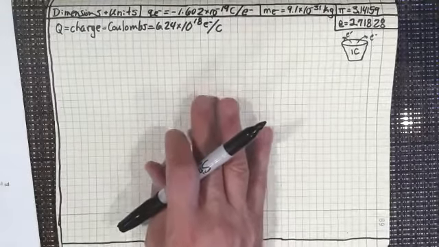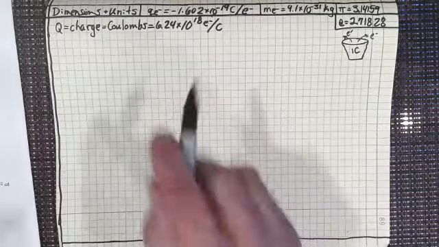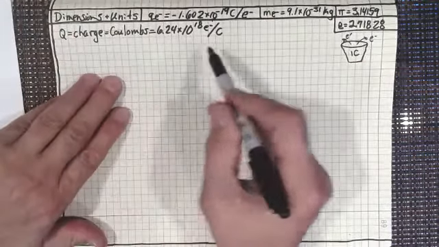So that's what you want to do. Let's just get all of this together. So that's the amount of coulombs.